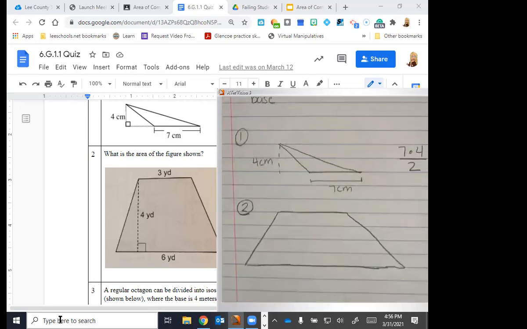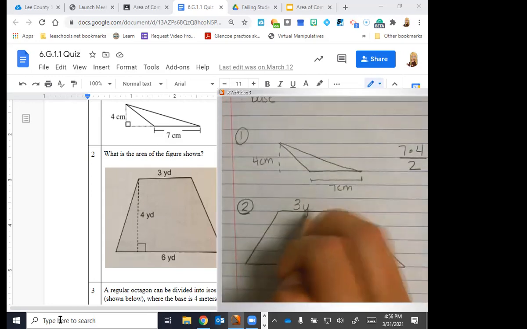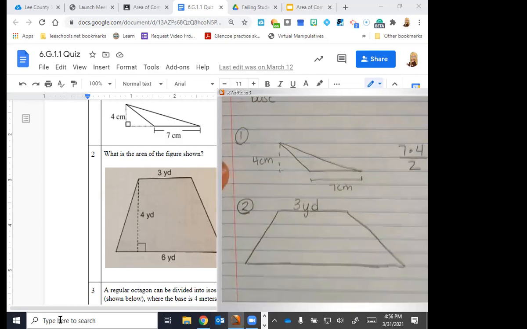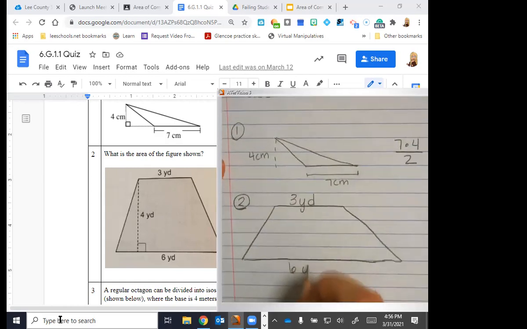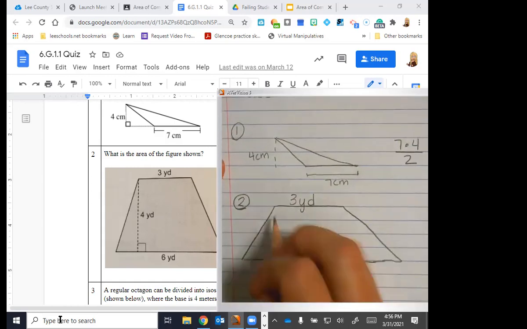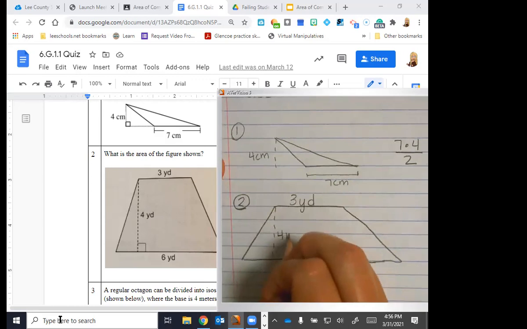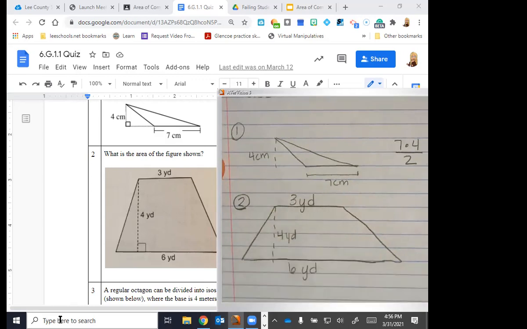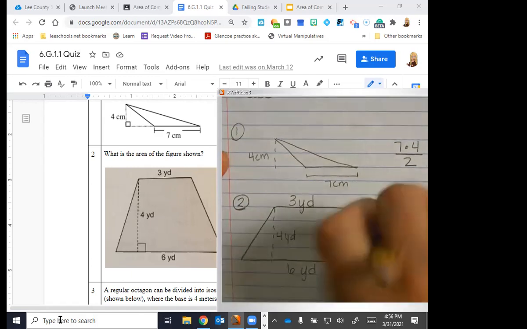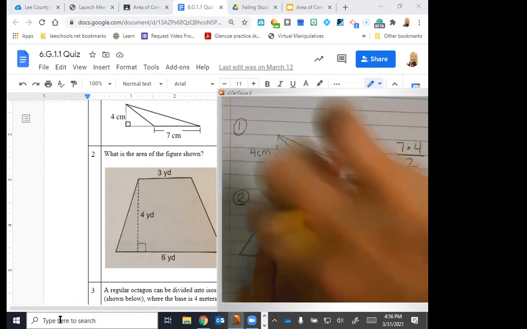So we have 3 yards across the top, 6 yards across the bottom. They gave a little dotted line here to show that that height is 4 yards. So when I look at this shape, I know I don't have any formulas for the area of a trapezoid. But I know, and my picture's not very good, is it? I need to make this more even.